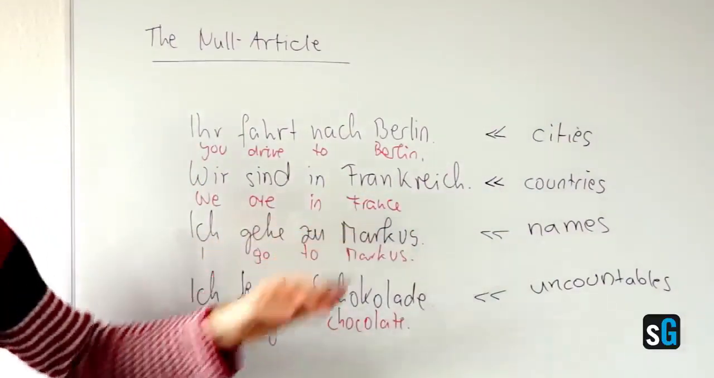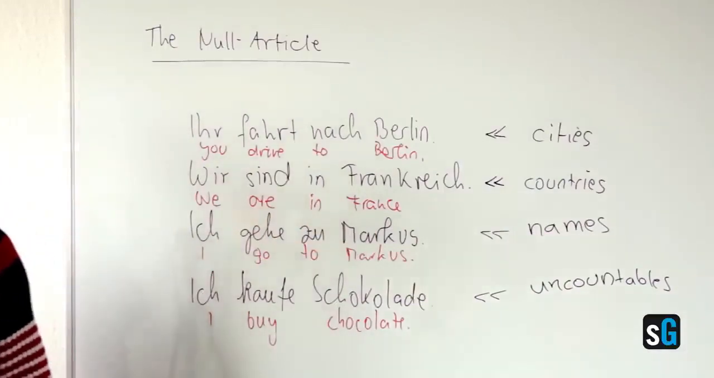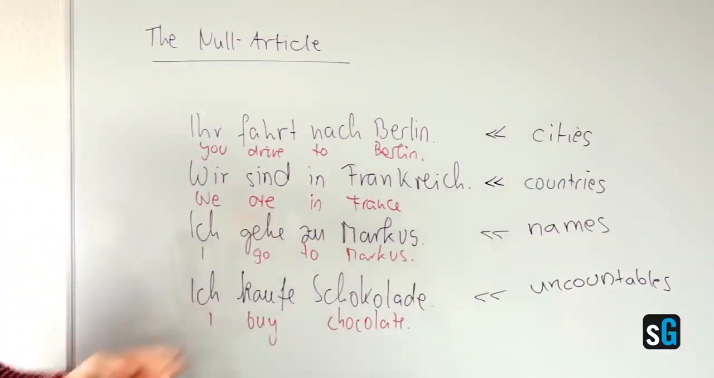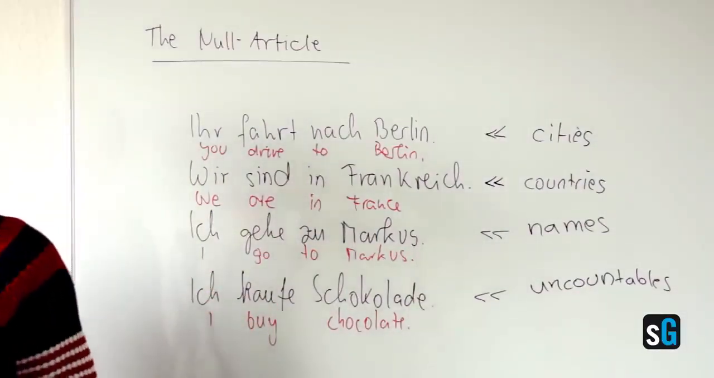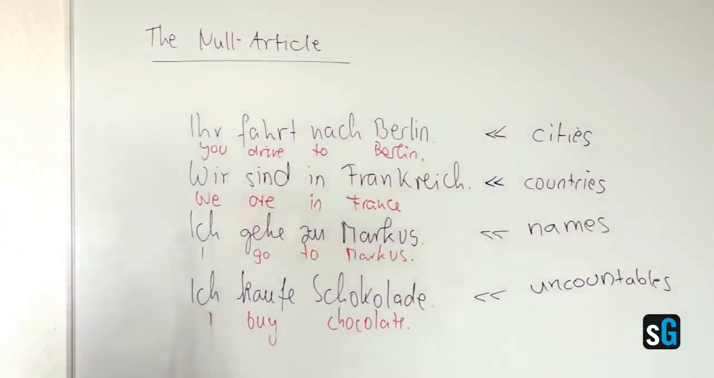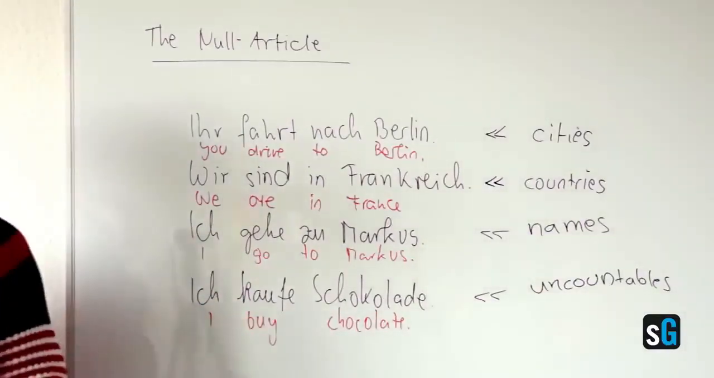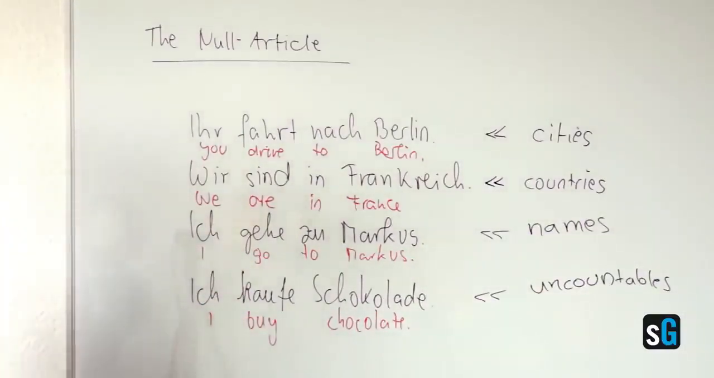Ich gehe zu Markus. With names you don't use an article either. And the last example is probably the most interesting one. Ich kaufe Schokolade. I buy chocolate. So, you wouldn't say I buy the chocolate or a chocolate because you cannot really count chocolate.